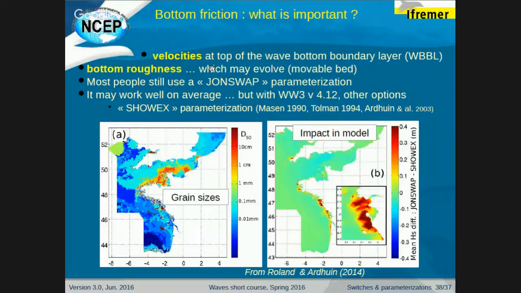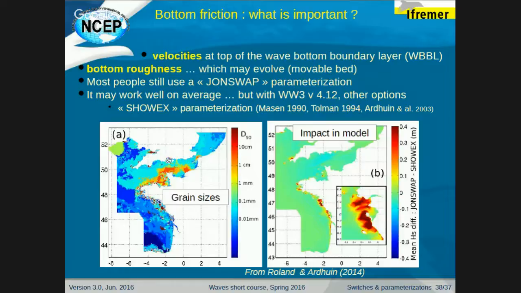All right, so you can also instead go to more physical-based things, where you actually look at bottom roughness and changing bottom roughness. And for that, you need to know the bottom size and grain size and type. So this is a map of the grain sizes on the French coast. That's the median diameter going from 10 centimeters, which is actually rock, and that's pebbles, 1 centimeter, pebbles a few centimeters, and gravel, and then fine sand, 0.1 millimeter, going all the way to silt.